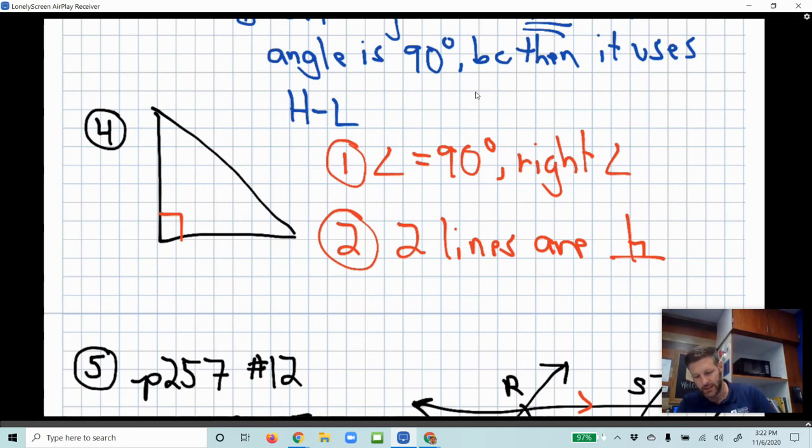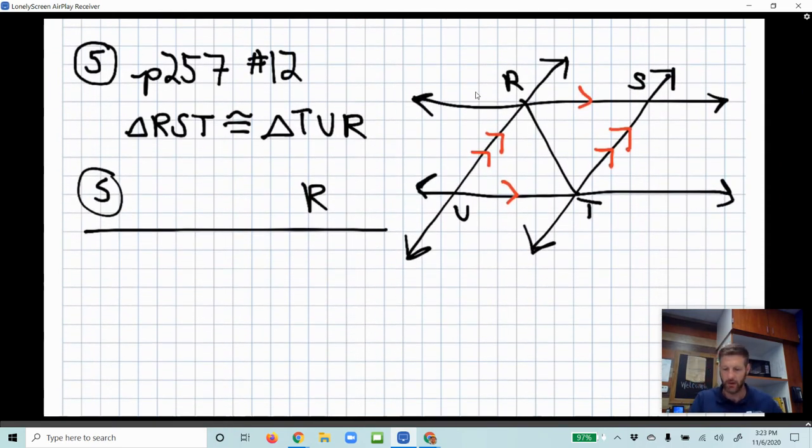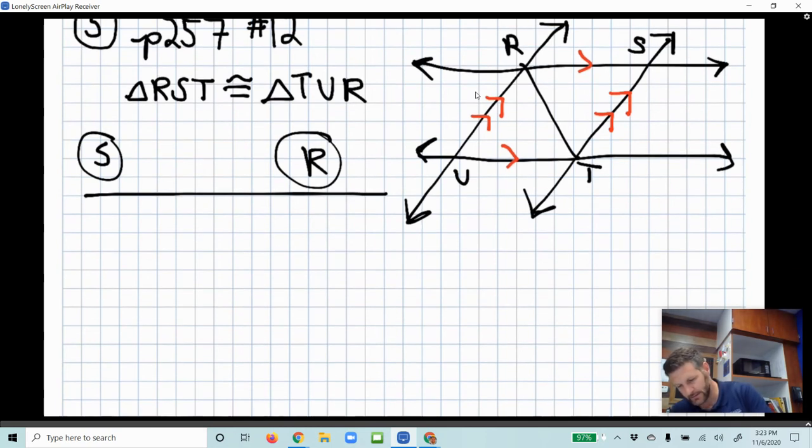Okay, let's get on to number 5. Number 5 is just a proof practice. We're going to do page 257, number 12 out of the book, just to practice a full triangle proof together. All righty. So let's take a look at what they've done. And in this particular problem, they don't give us an explicit given. They just give us a given with the markings. So let's go ahead and take a deep dive into that.